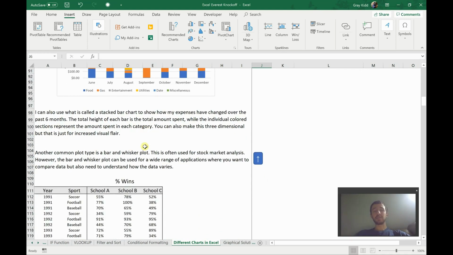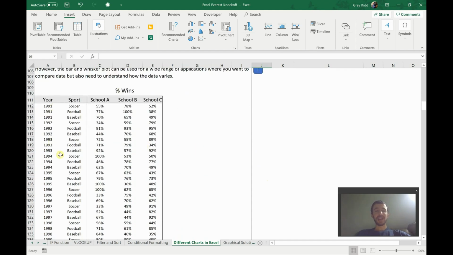The next one is typically used when we're doing stocks. It's not just for that, it's more of a statistical chart. It's called a bar and whisker, which I really love because whisker just is a fun word. I know I'm weird, it's just me.